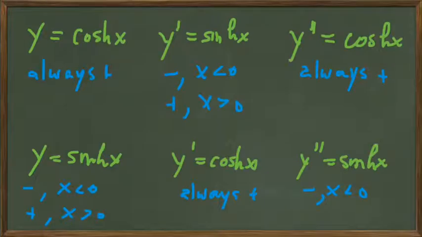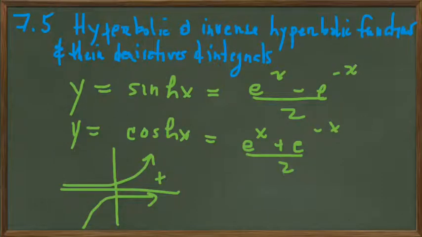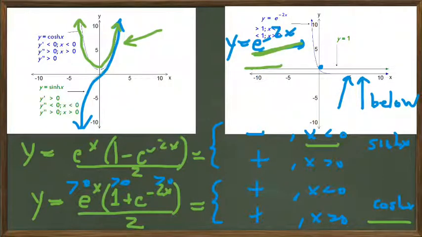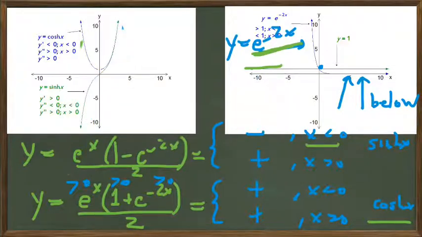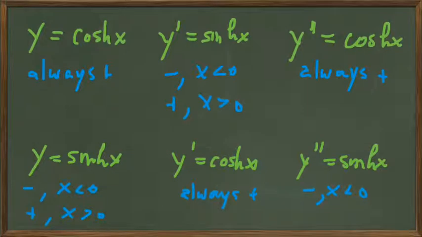So let's summarize that here on this page. I've got here on this blackboard the function cosh x, which is always positive. And if we go back and look at its graph, we see that the graph of cosh x is always positive. And then we look at its derivative. Well, when x is less than 0, it has a negative derivative, so it's decreasing.